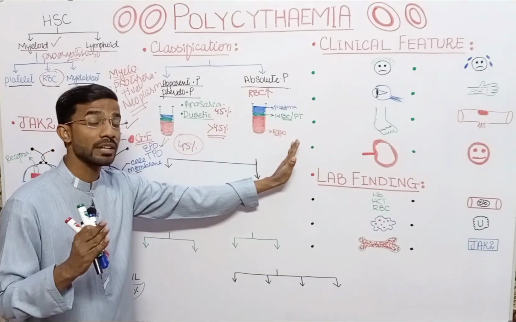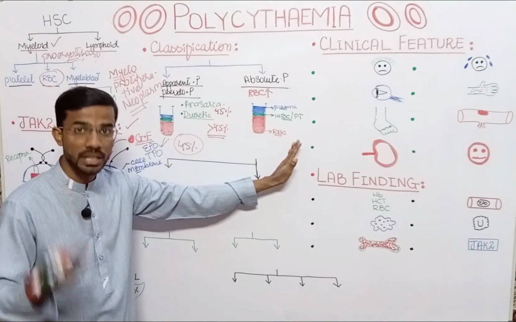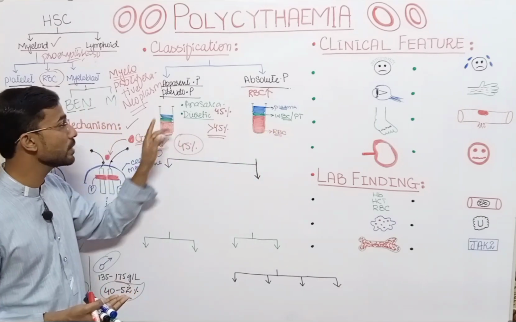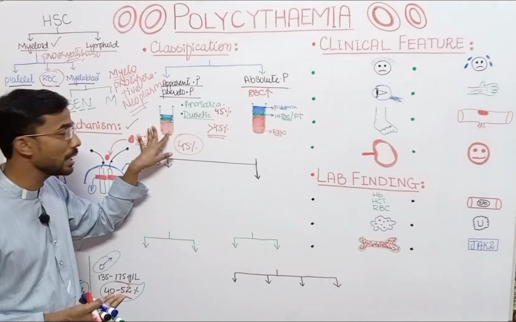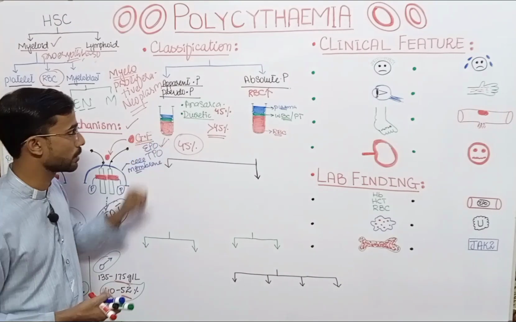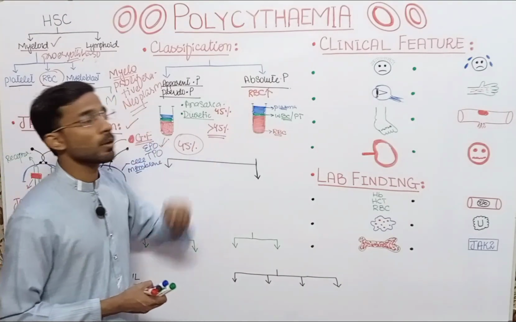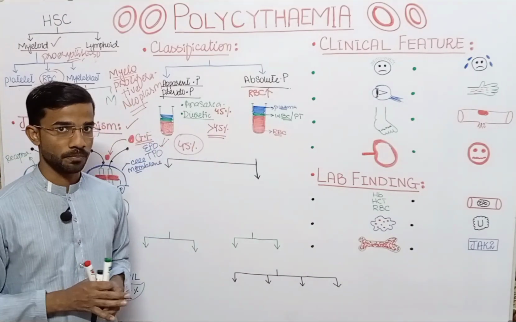Absolute polycythemia is the one in which the RBC concentration increases. But in the apparent one, you will see the RBCs are basically normal, but the plasma level is reduced. Next, absolute polycythemia is further categorized into two.